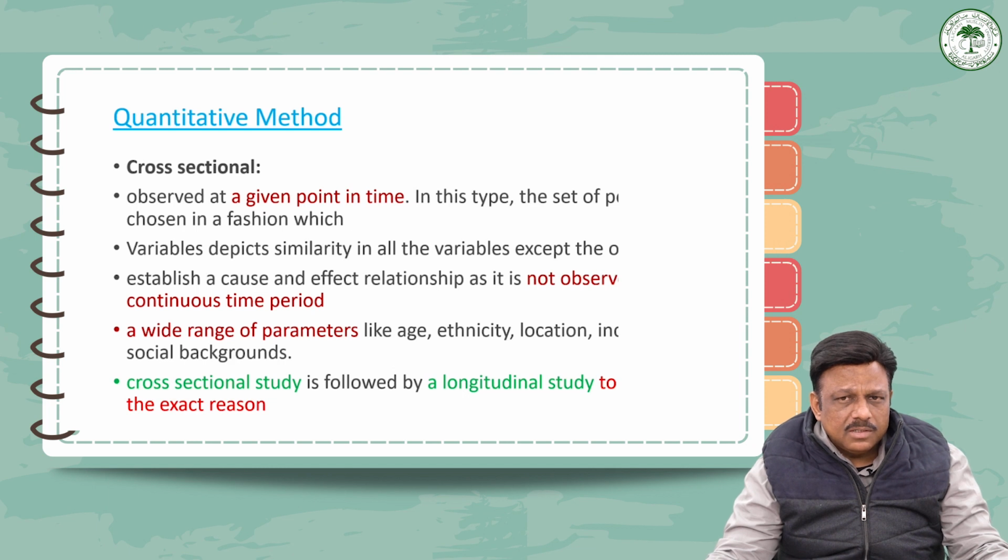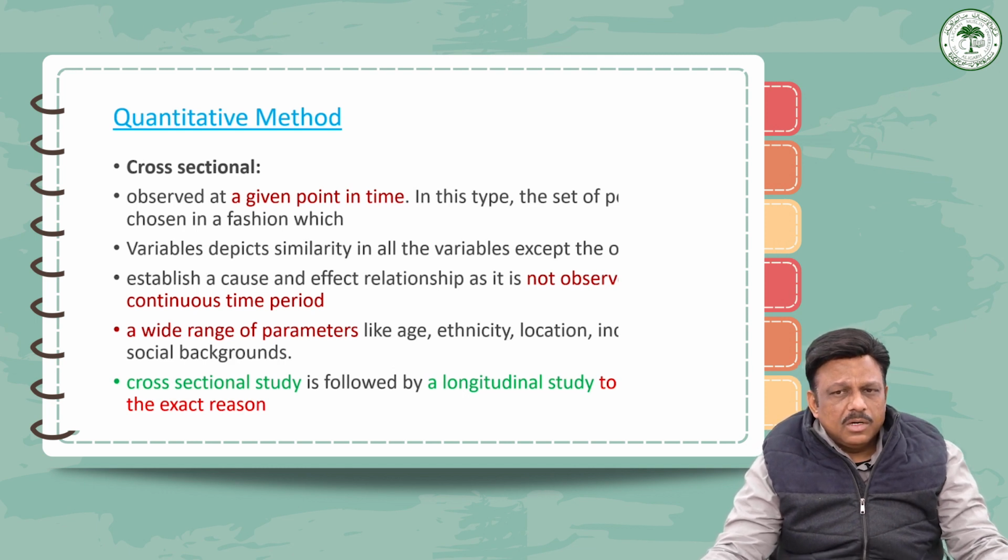Now, in this type, a set of people are chosen in a fashion which predicts similarity in all the variables except the one which is being researched. This type does not enable the researcher to establish a cause and effect relation, as it is not observed over a period of time.